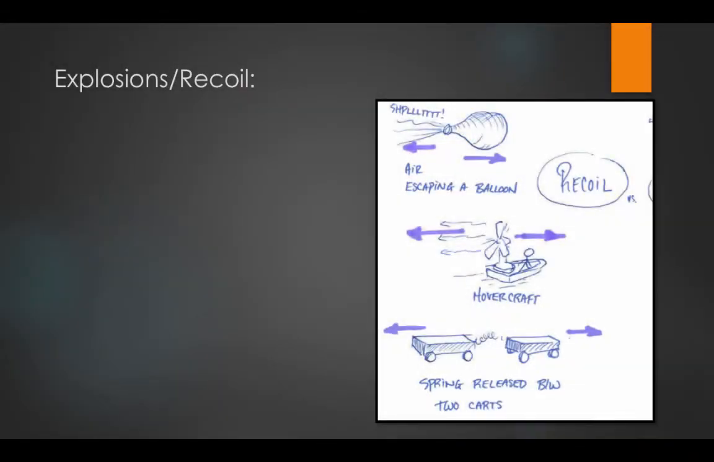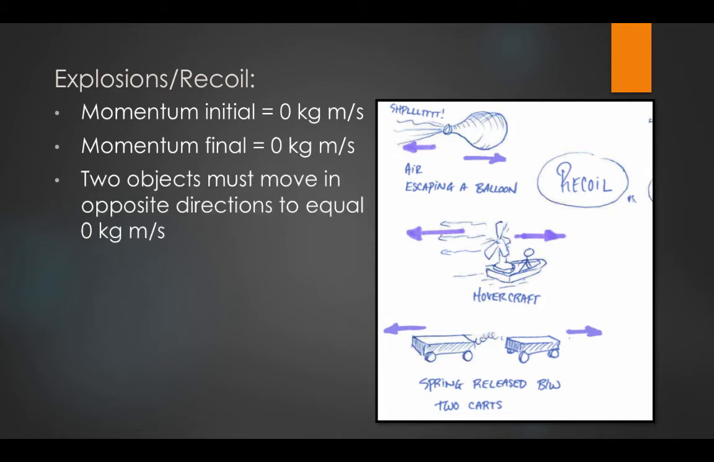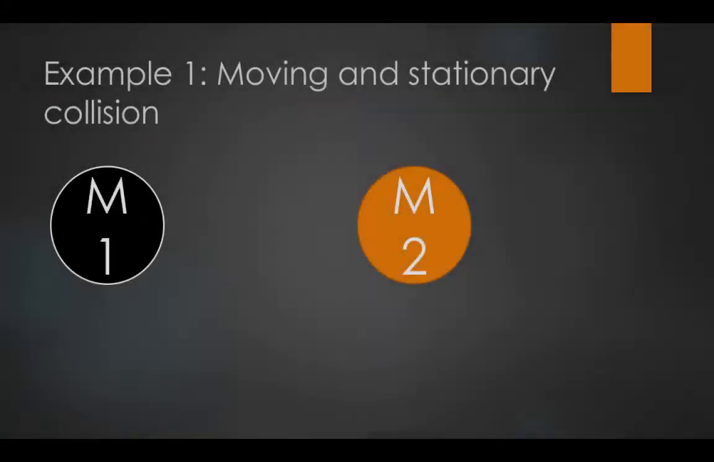For explosion or recoil, the initial momentum is zero. That makes the final momentum zero as well. In order for this to occur, the two objects must be moving in the opposite directions, such as the air and the balloon moving in opposite directions, the air and the hovercraft moving in the opposite directions, and the two carts being pushed by a spring in opposite directions. Let's look at some general models of these types of interactions.